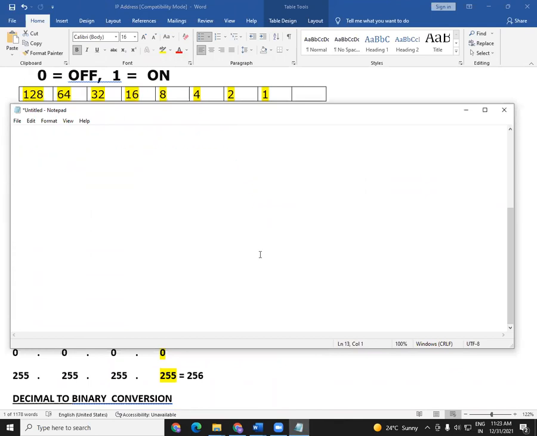I'll just take a random binary number. Let us say 1 1 0 0. See how many bits I have taken here? 2, 4, 6, 8. I have taken totally 8 bits here. Why have I taken 8 bits?